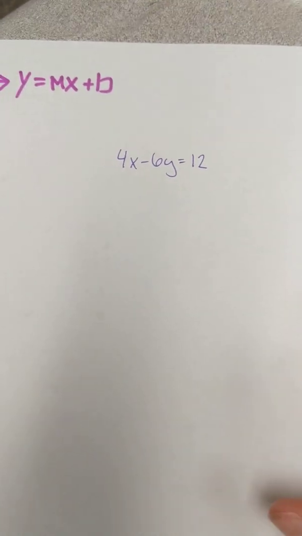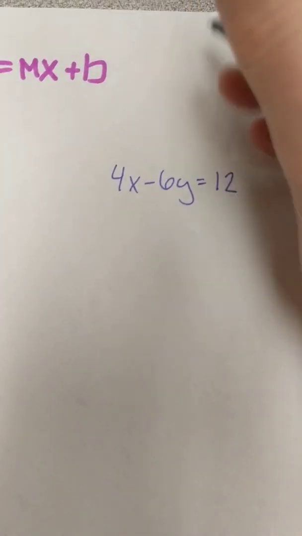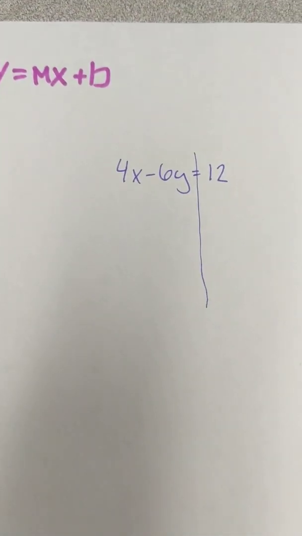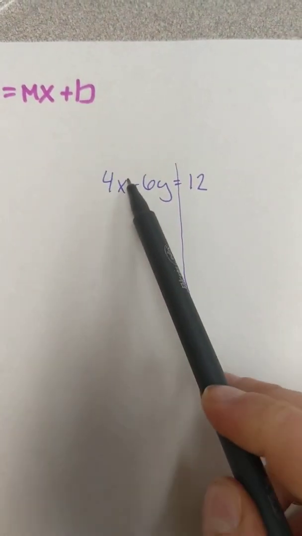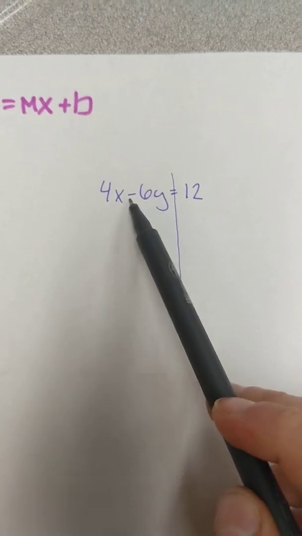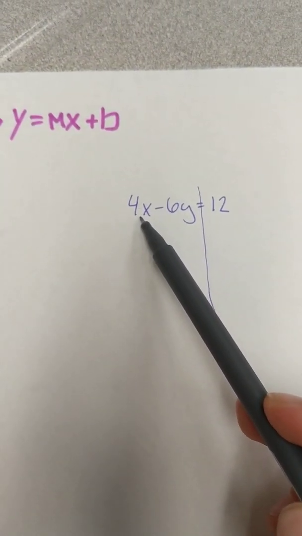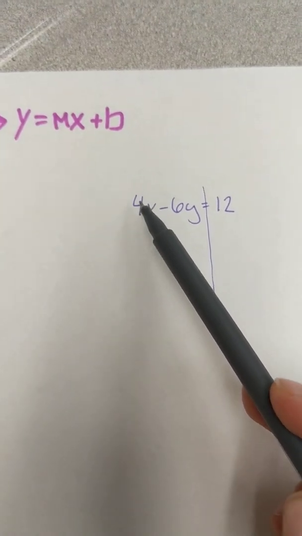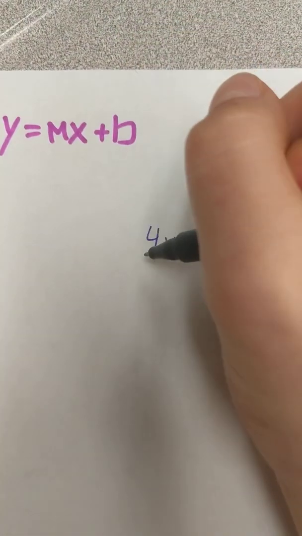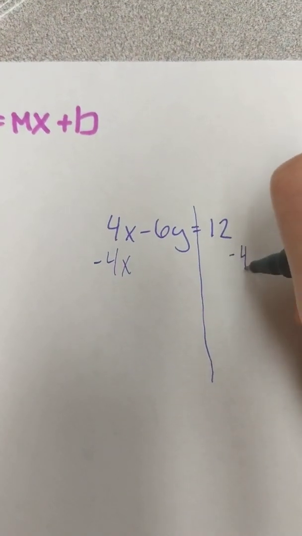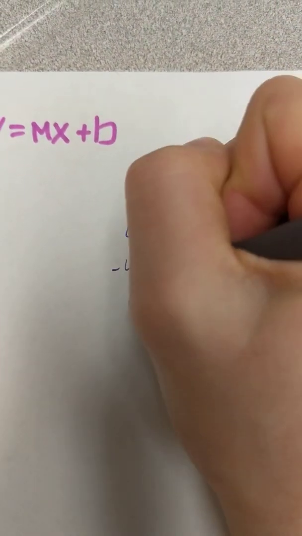Next example. Your whole point is to get y by itself. There are two steps. Get rid of the ax term, then get rid of your coefficient in front of your y. So first we're going to get rid of this 4x. Since it's positive, you are going to move it to the other side by subtracting. 4x and minus 4x are gone.